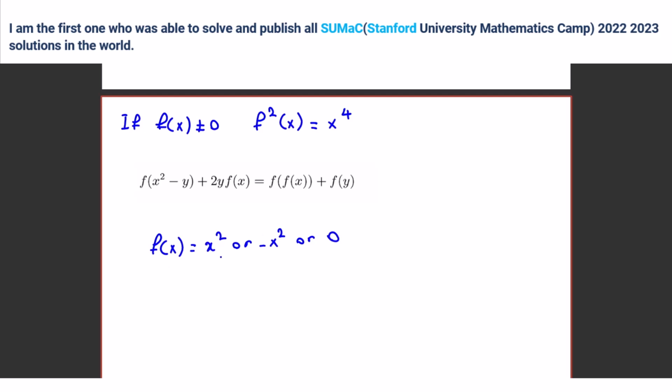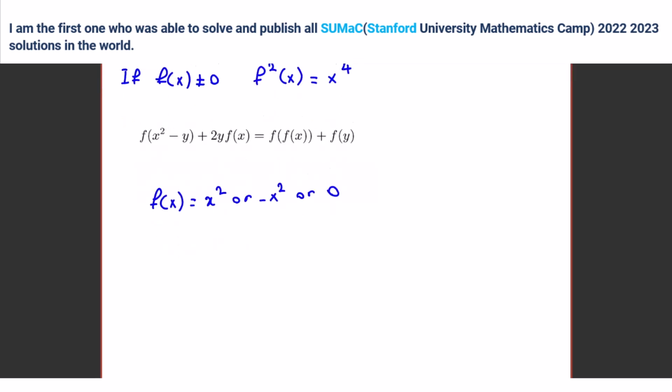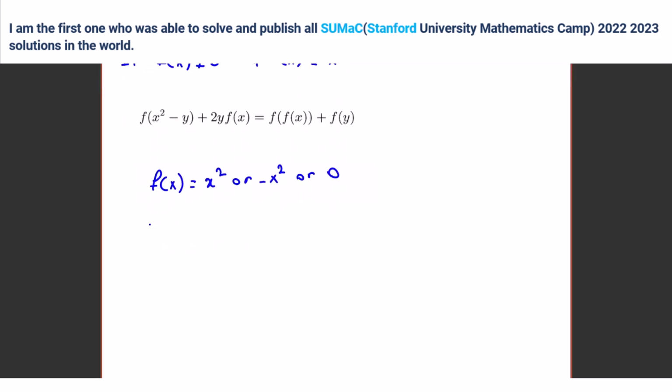Okay, do you agree f of 0 satisfies all of them? Because 0 squared is 0, negative 0 squared is 0, right? Yeah. Now, we should consider two cases. For example, suppose two values that are not 0. Is it possible to have, for some x's, this one and this one?